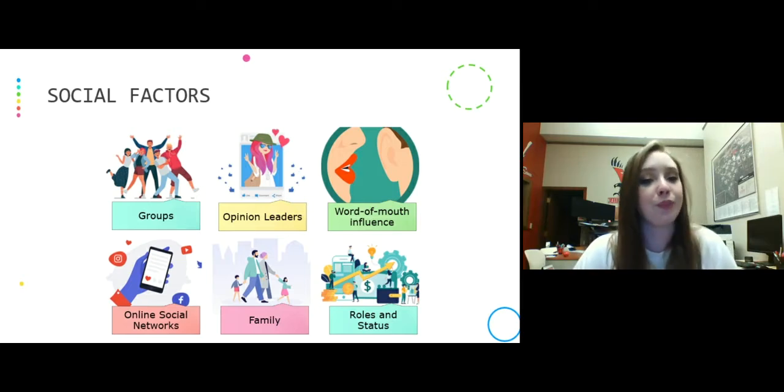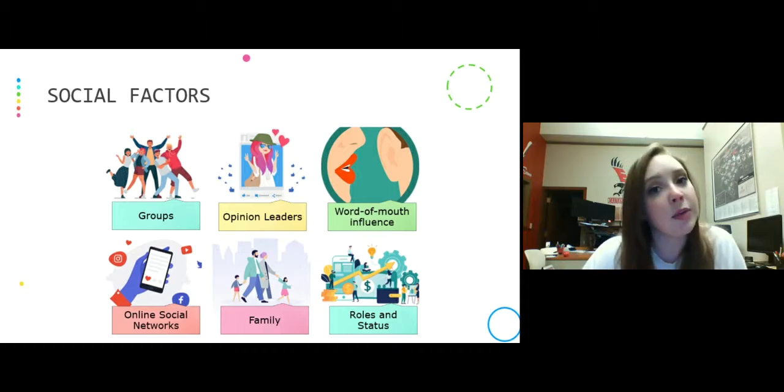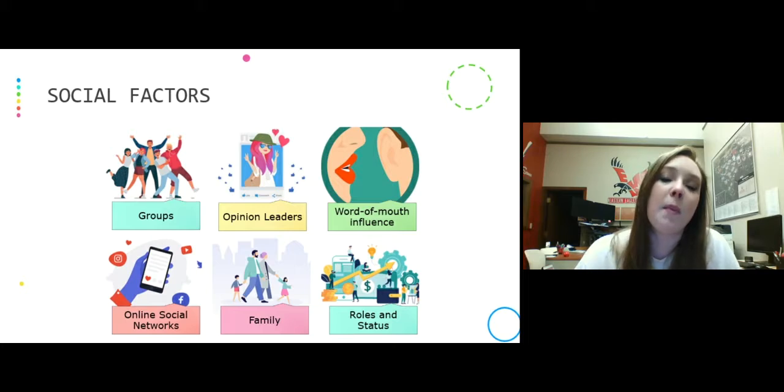And next we have family, and family members can be a strong influence on buyer behavior. Marketers are often interested in the roles of parents, children, significant relationships, grandparents, and cousins. They want to know what influences each of us and how strong our family roles are within buying factors.